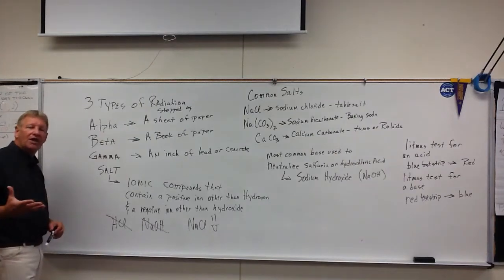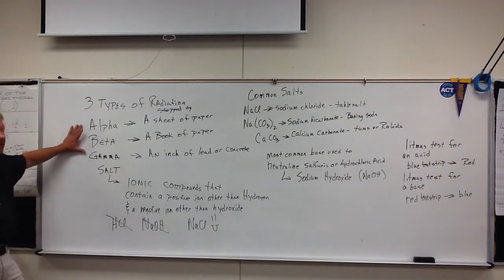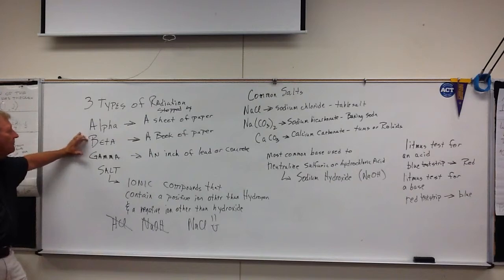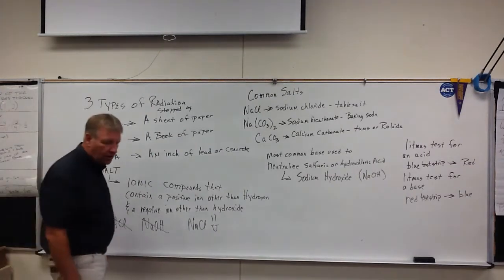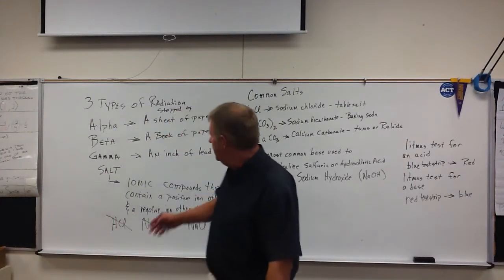When we hear the word radiation, here's probably the biggest point I want to make at this point in the discussion, is that there's different types of radiation. So alpha is pretty minor in that a sheet of paper can stop it. Beta, a book of paper, and gamma is a lot more serious, an inch of lead or concrete. So once again, 3 different types of radiation.